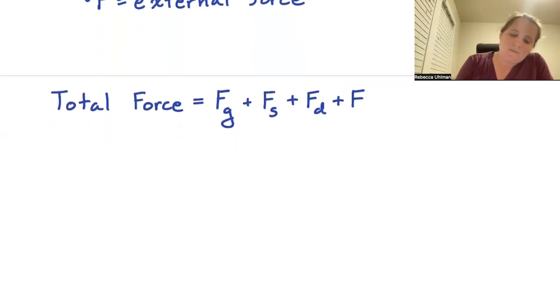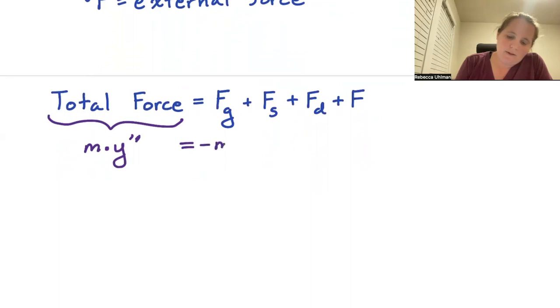So just some things to note. Total force is just mass times acceleration. So y double prime, mass times acceleration. Then we have force due to gravity is negative mg. Our force due to the spring is our spring constant k times the change from the natural length. Then we have our force due to damping is minus c times y prime. And then we have plus our external force.